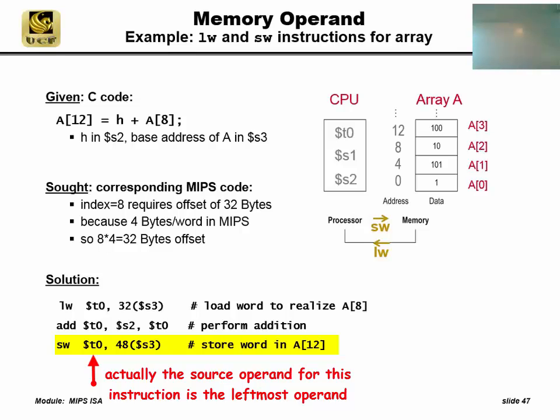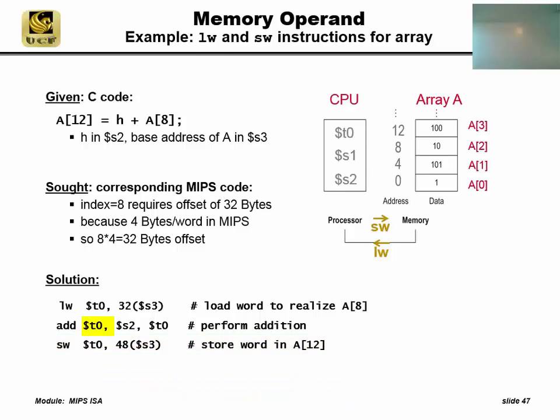There's a reason they did this, is the way it's wired up. Remember, these are stored as bits. This register is going to activate a certain part of the circuit, so they don't have to change the wiring. T0 we've added to. This is the result. So we take S2, which is H, right? H plus T0. What's T0? A sub 8. Goes into T0. Then we have to store it back out.